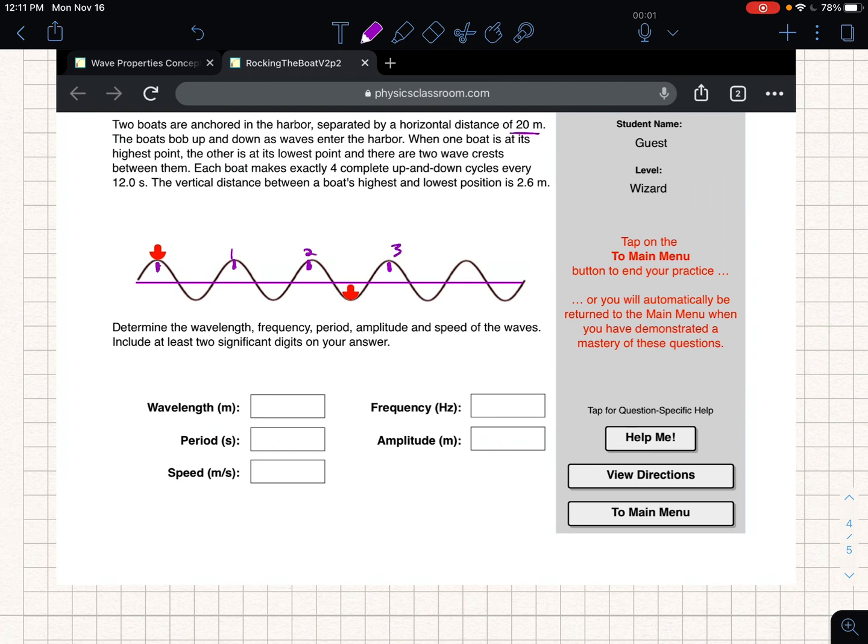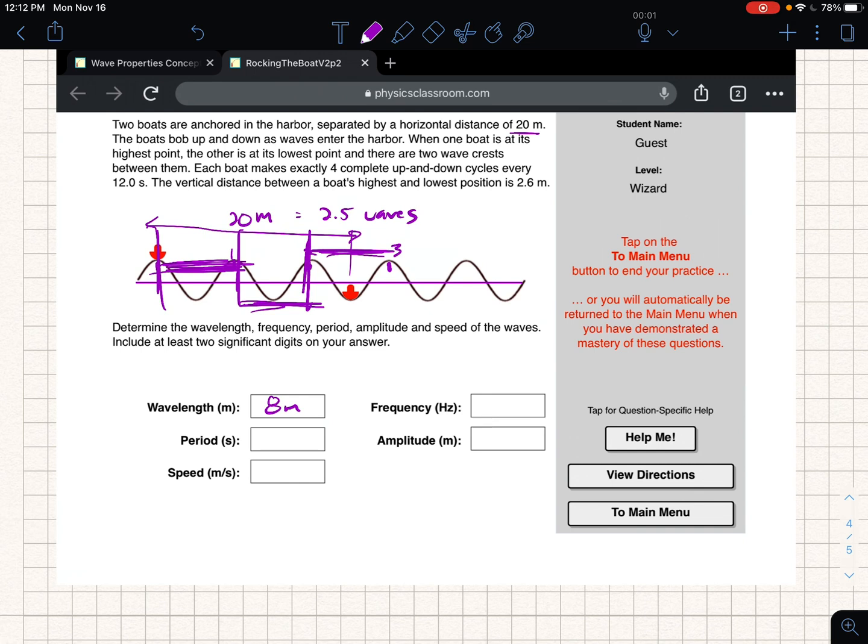It says that they're separated by a horizontal distance of 20. So this right here is wrong. This right here is 20 meters, but that is 1, 2, and a half. So 20 meters is 2.5 waves, which means the wavelength of this thing is going to be 8 meters. If 2.5 of them are 20 meters long, one wavelength is from there to there, or from there to there. So I just divide 20 by 2.5.